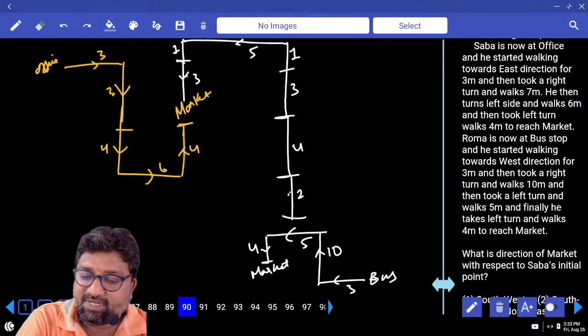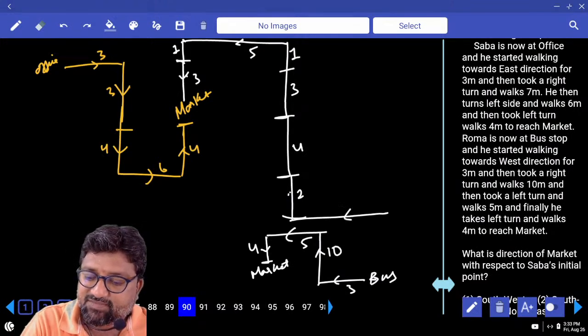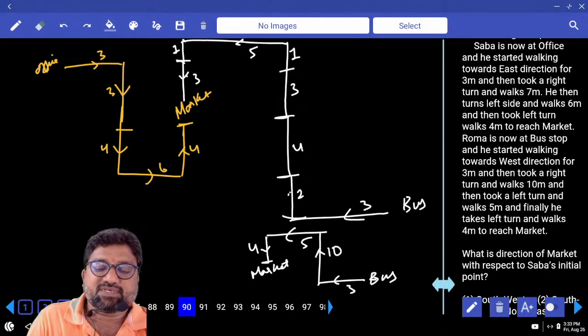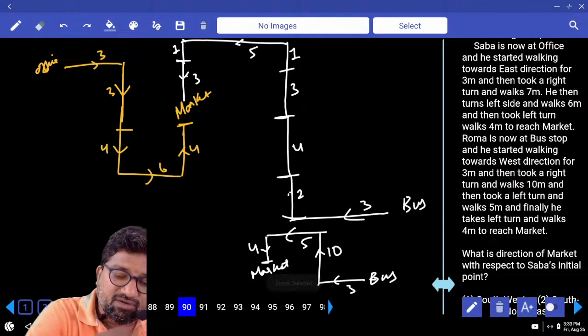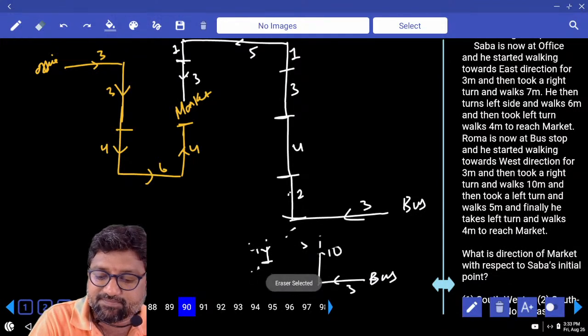Okay. Again I take a right turn. Finally to reach bus stop. Bus stop is how much? 3 meters. Understood everyone? This is how you connect both of them.